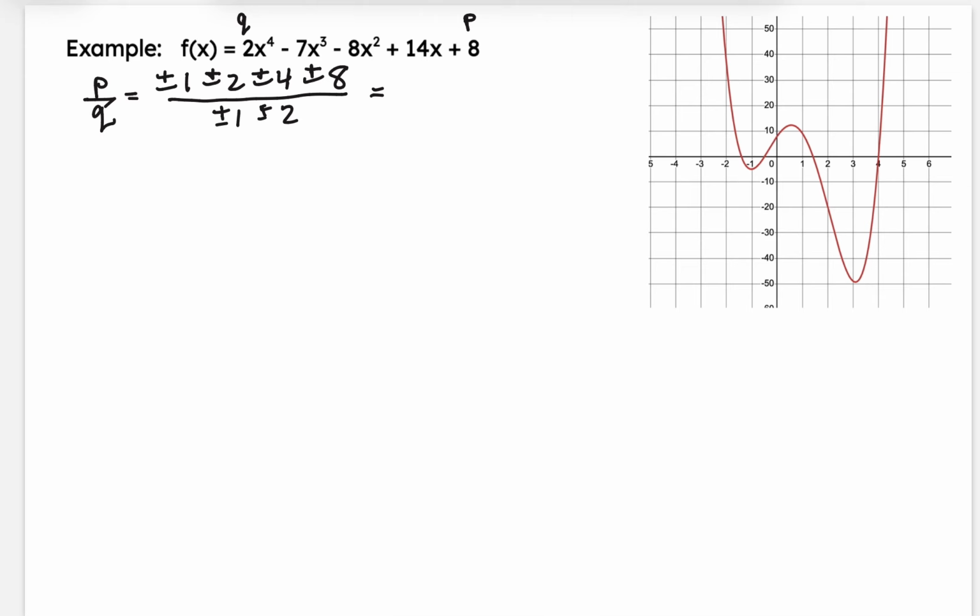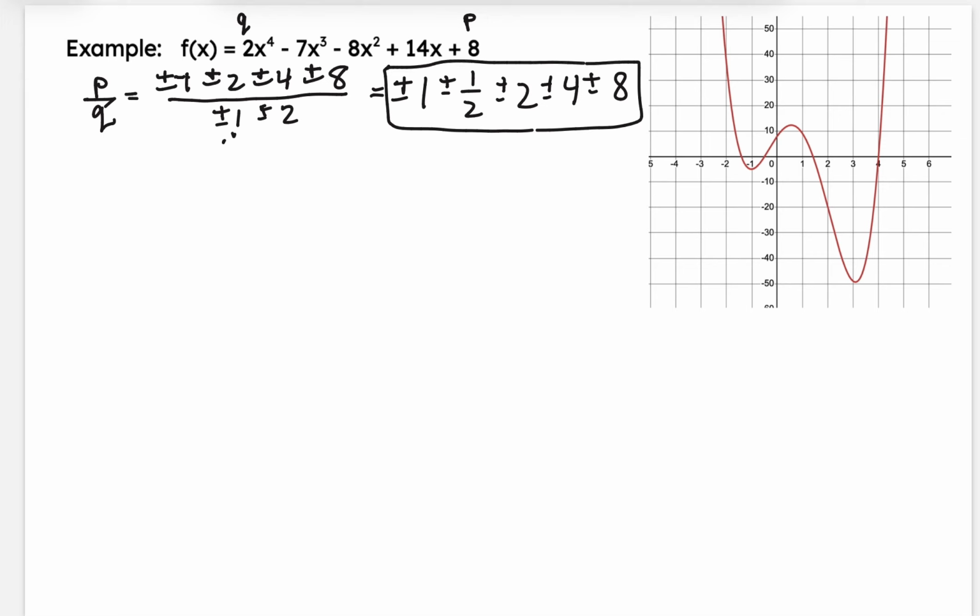On some of these, you're going to get a really long list and you don't need to divide them all out. But for this problem, I want to show you what I would get for my possible rational zeros. So if I take 1 over 1, I get 1. 1 over 2, I get 1/2. 2 over 1, I get 2. 2 over 2 is 1, which is already in my list, so I don't need to write it again. 4 over 1 is 4. 4 over 2 is 2, already in my list. 8 over 1 is 8. And 8 over 2 is 4, which is already in my list. So these are my possible rational zeros, which means that if we have a zero that's rational, it's going to be on that list. Okay, so that's step 1.